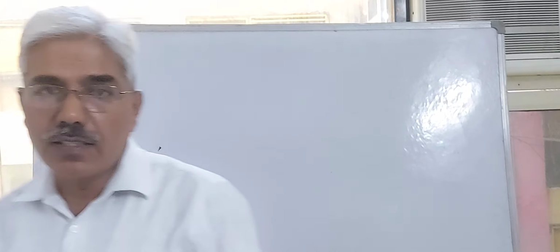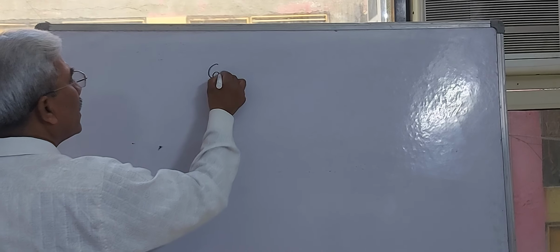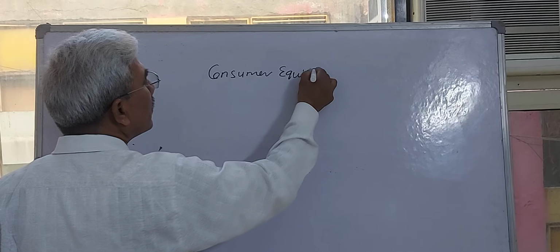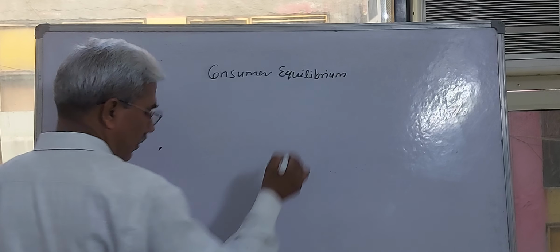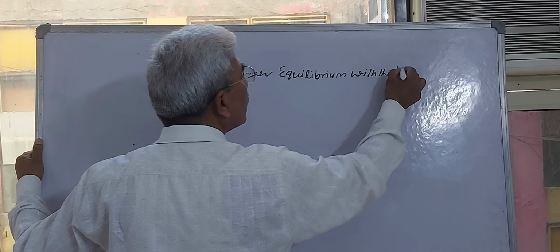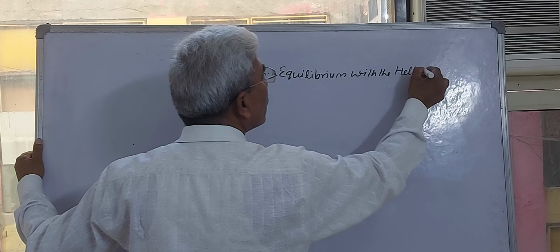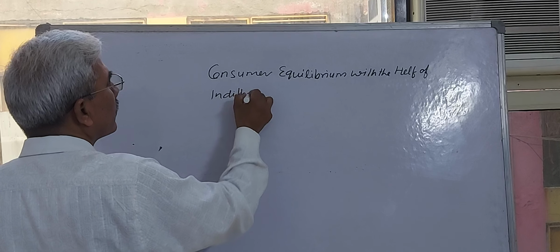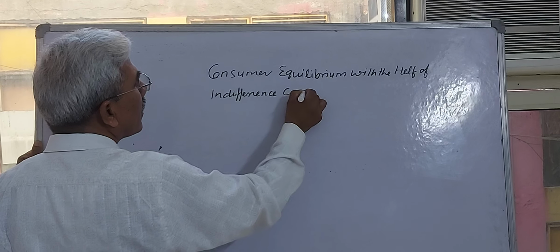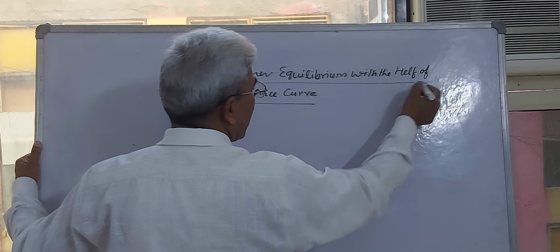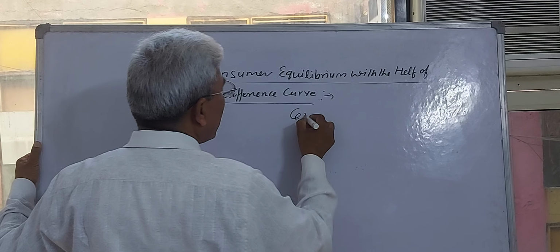For 12th standard CBSE Board, today I will discuss consumer equilibrium with the help of indifference curve. For the explanation, students, assume that the consumer is rational.